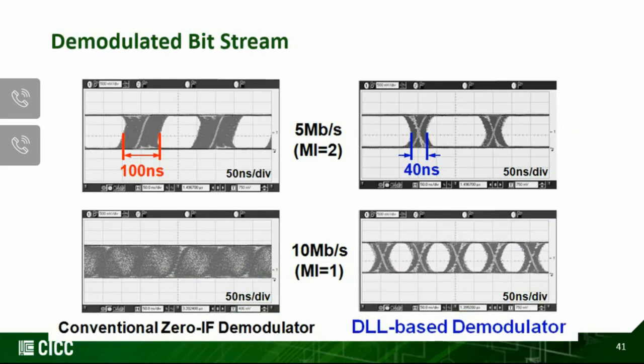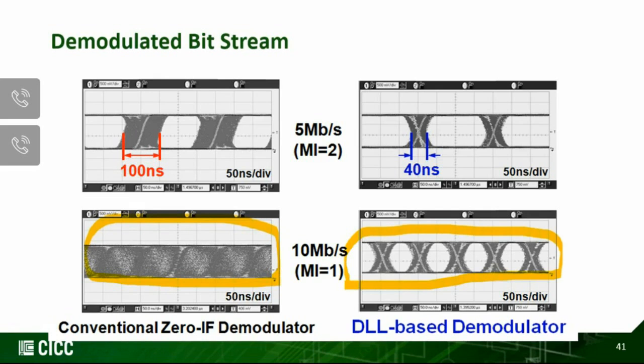By using that simple scheme, this slide shows the demodulated bit stream. So if you have tens of megabits per second, you can see with the conventional 0IF demodulator, the I is barely visible. Whereas if you use the DLL-based demodulator, the simple scheme that replicates the delayed version of the I and Q phasors, you can see now the I is successfully recovered even at tens of megabits per second.